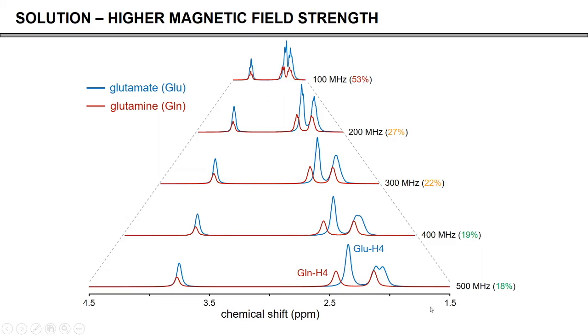Now, this is of course a very expensive solution because it's very expensive to buy a 500 megahertz MR system, but also it doesn't really help for some forms of overlap. For example, creatine and GABA, they are still overlapping even at 500 megahertz.